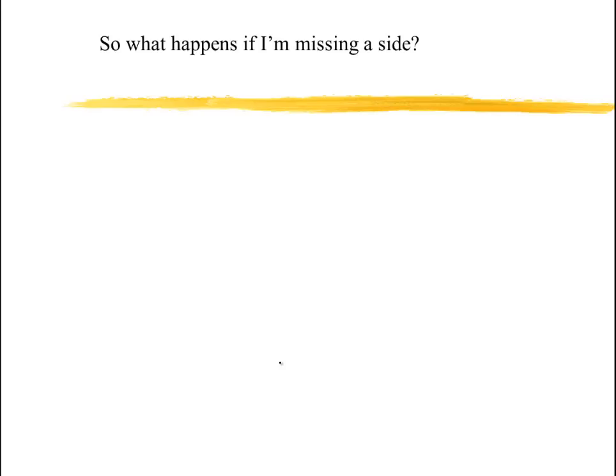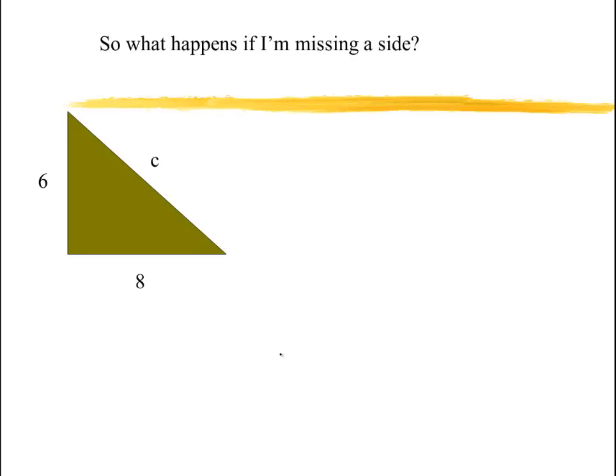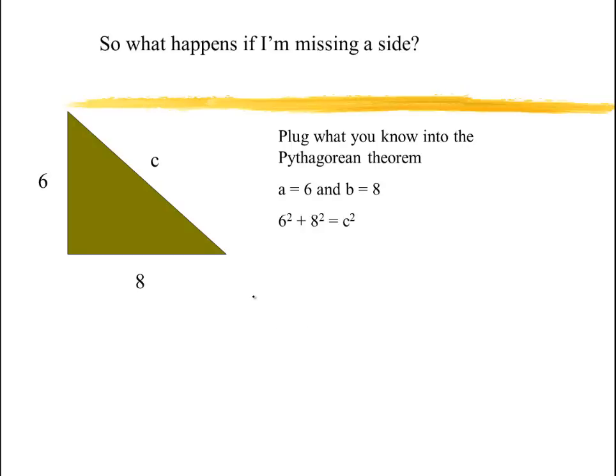Now we use this when we're missing a side. In this triangle, I'm missing my C. I know what my A and my B are. What are my A and B called again? Legs, yes. Okay, so in this particular problem, I am going to write down A is 6 and B is 8 and square them to equal C squared. So 6 squared plus 8 squared equals C squared. What's 6 squared? Perfect, 36. What's 8 squared? Perfect, 64. What's C squared? That's what we're trying to find. Okay, what is 36 plus 64?